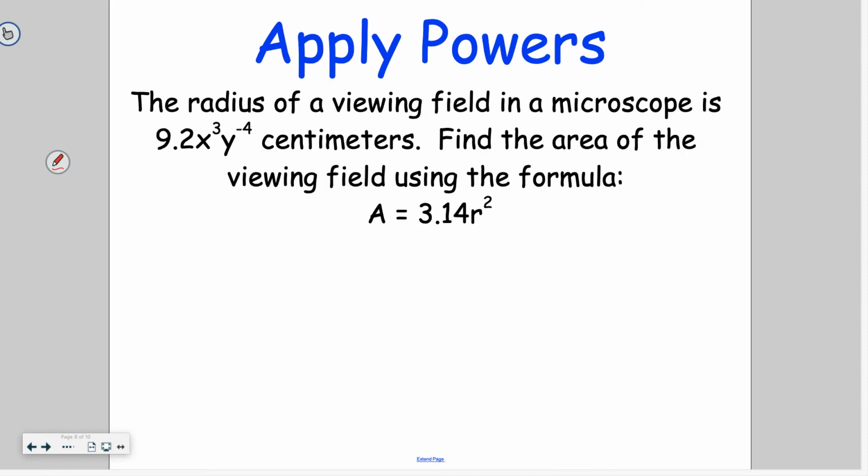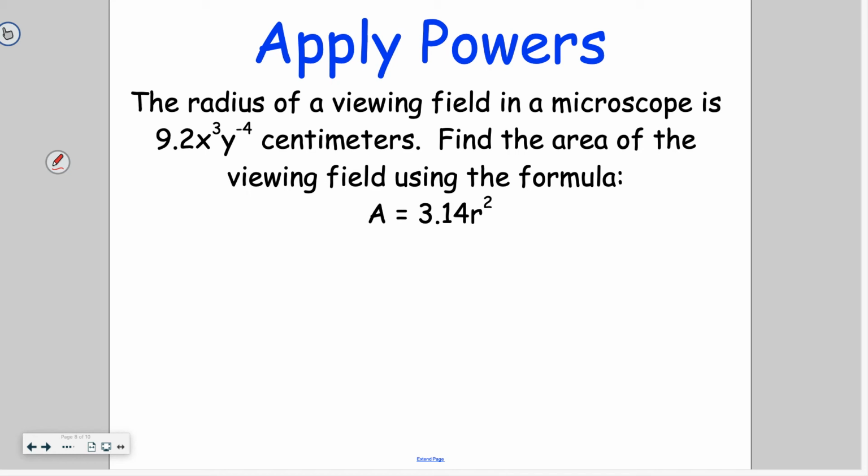Last thing we're going to do, everyone's favorite, a couple of word problems in here. So the first one, we've got the radius of a viewing area in a microscope is 9.2 x to the 3rd, y to the negative 4th centimeters. Find the area of the viewing field if the formula is 3.14 times radius squared.